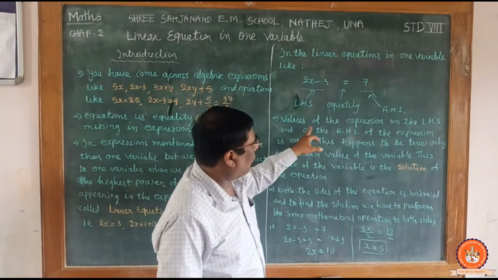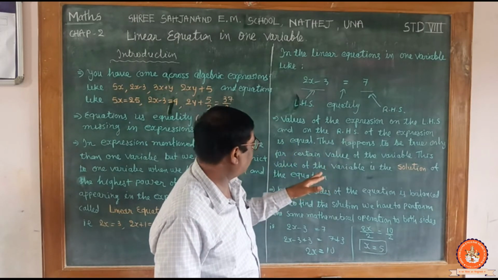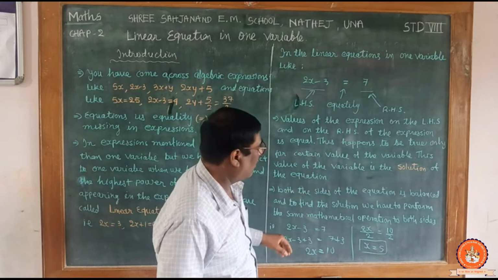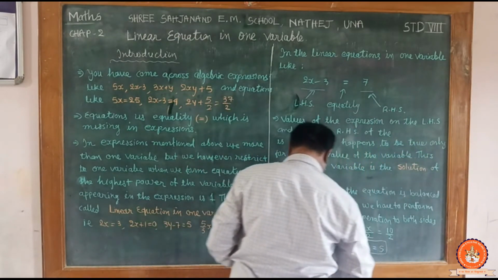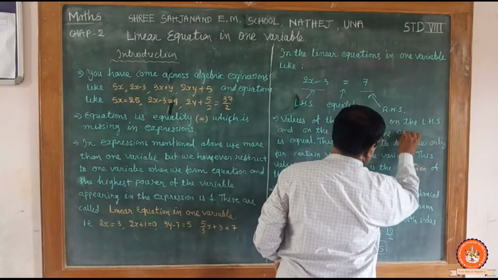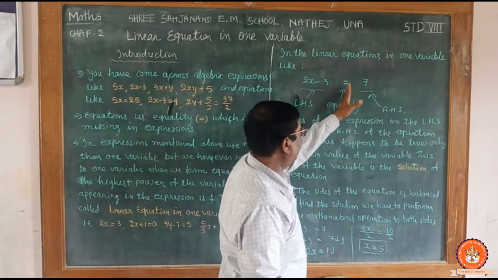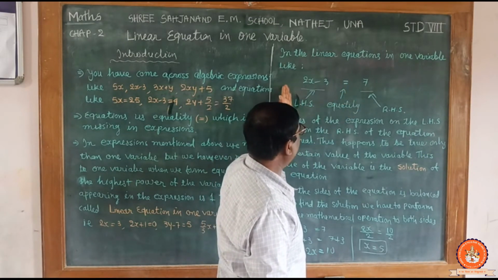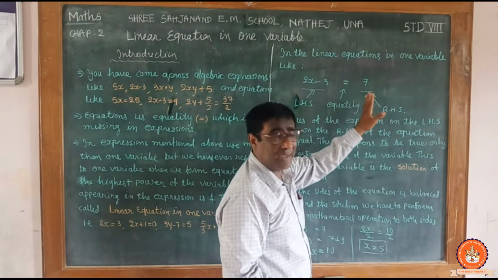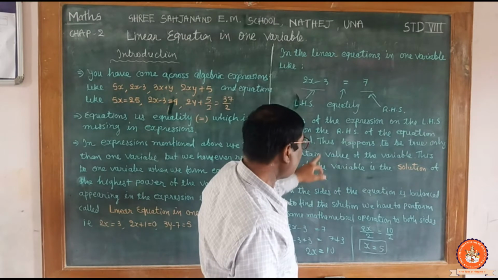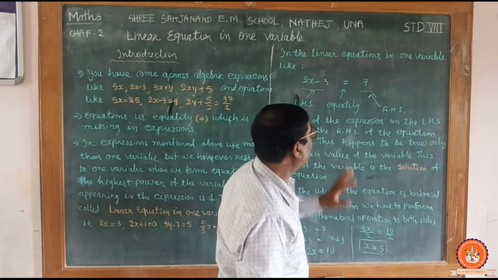So the values of the expressions on the left hand side and on the right hand side of the equation are equal. This is equation, this is equality sign. So left hand side of equality sign and right hand side of equality sign, the value of both is always equal. This happens to be true only for certain values of the variable.